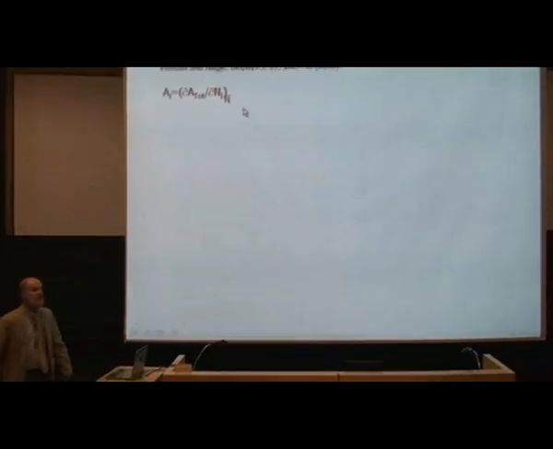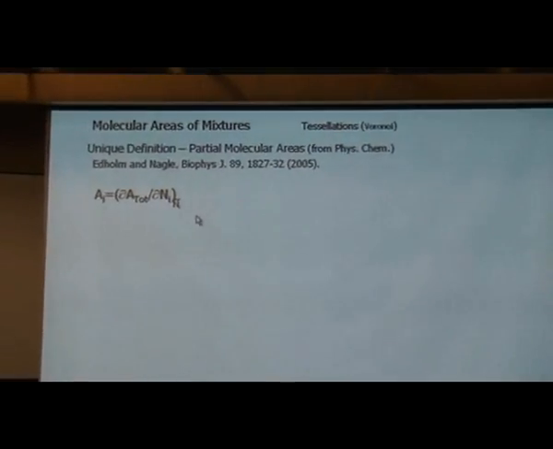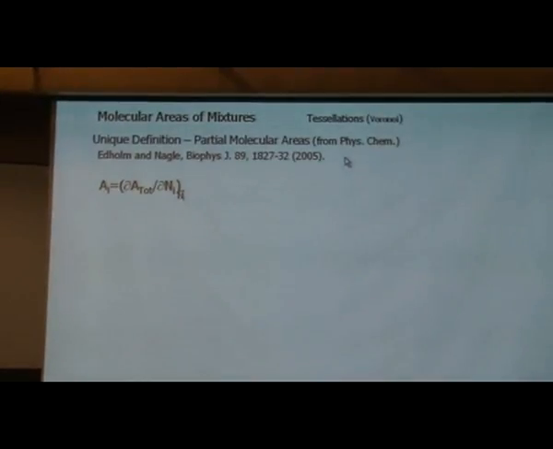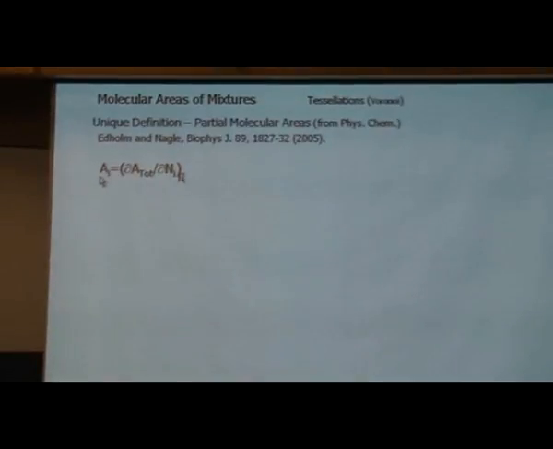But there's a unique definition for the areas in mixtures of lipids. And this is something which we call partial molecular areas. It comes from old physical chemistry, 100 years ago. And this is something that Ollie and I did together, published in 2005. The definition is you take the total area and you take the derivative as you add one more molecule of the type that you're interested in.